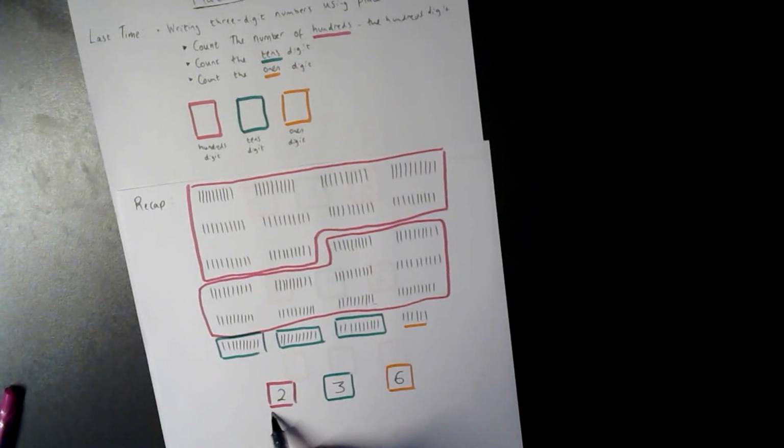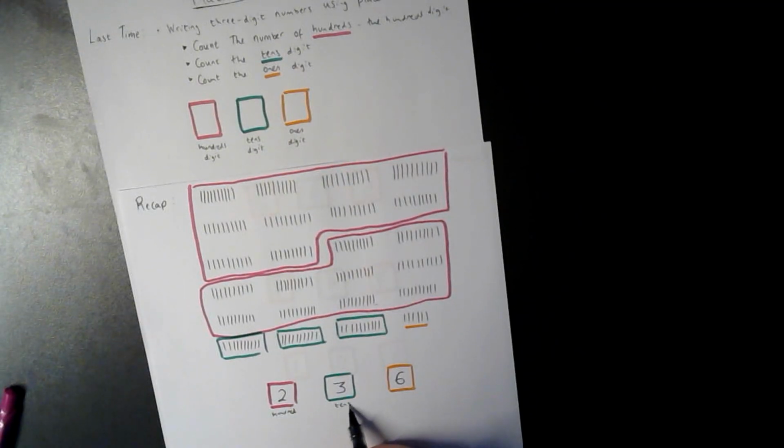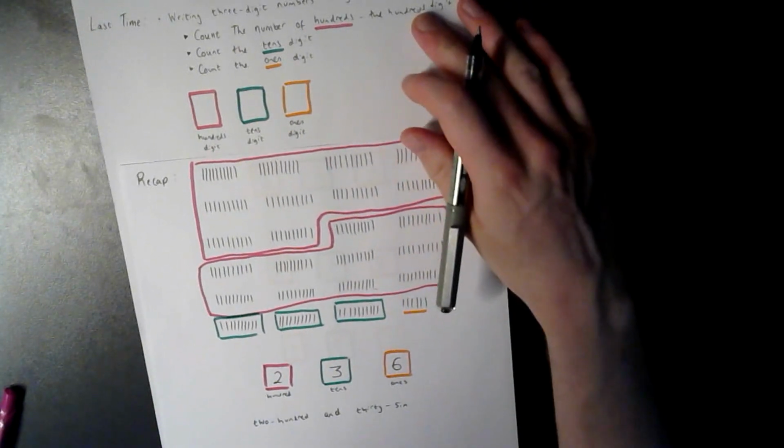So we have 2 hundreds, 3 tens, and 6 ones. So this number would then be 200, and 3 tens is 30, and then 6. So 236.